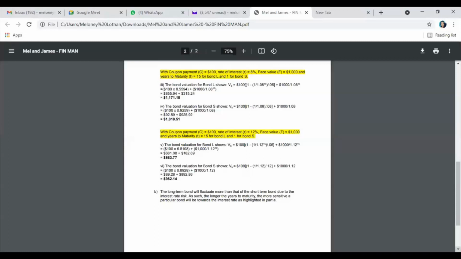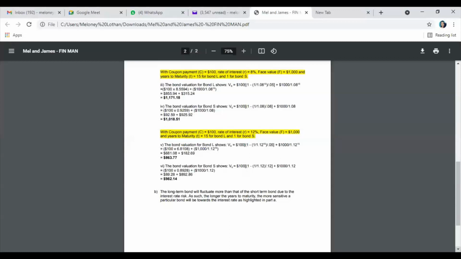Similar application for the 1 year short-term series, where we'll have 100 times 0.9259, and we'll add that to 1,000 divided by 1.08. The result will be $1,018.51. We'll be going on to the 12% interest rate, and same procedure, just plugging them into the formula. That will have results of 100 times 6.8108 plus 1,000 divided by 1.12 raised to the 15. The result, $863.77. And that's for the long-term series.